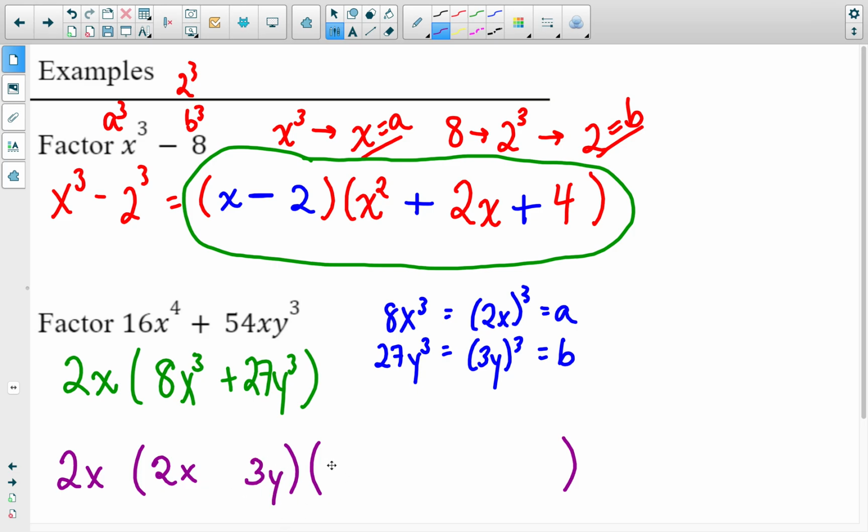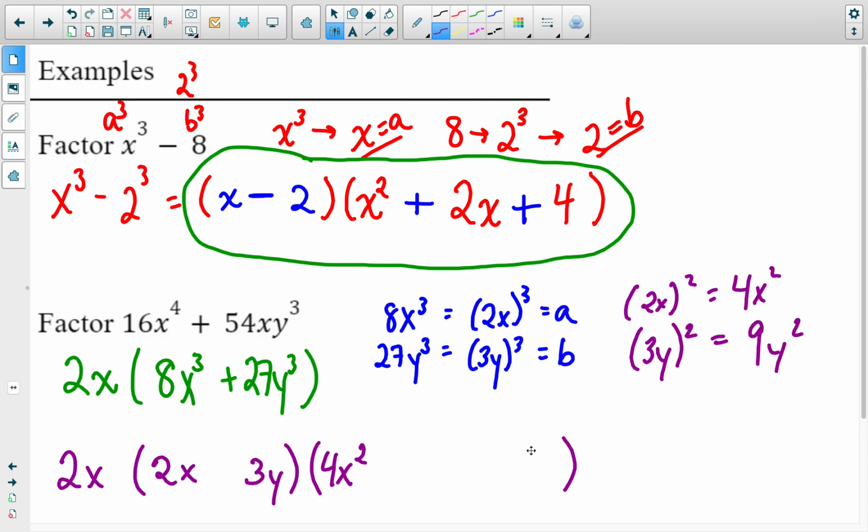Okay, and then now we're going to square our a term. So 2x squared is going to give us 4x squared right here. And then if we square our b term, 3y squared is going to give us 9y squared. That's going to go right here. So you square the first, square the second, and then in the middle you just multiply these two together. So 2x times 3y is going to give us 6xy. Notice how I left those spaces. I did that on purpose. So we can go back in now and fill out our signs.